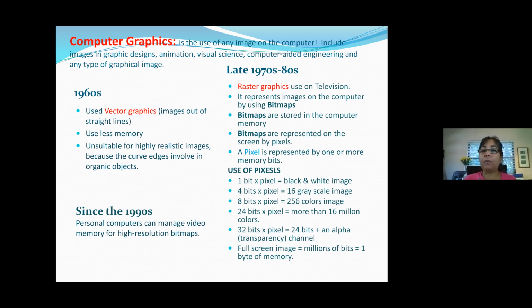These bitmaps were stored in the computer memory, and they are represented on the screen by pixels. A pixel is represented by 1 or more bits. So how are pixels used in that way? We have 1 bit per pixel, and what we are able to see are black and white images. Remember when we had black and white TVs, it was just that concept. 1 bit per pixel, black and white images.